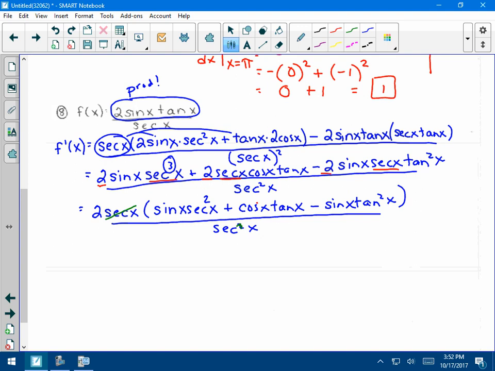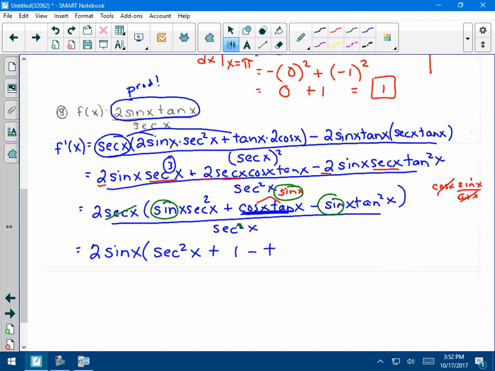This piece right here is actually equal to sine of x. Let me show you why. So cosine of x times tangent of x. Tangent is sine over cosine. So see why that's really just sine? Okay, so if that's just sine of x, then technically I can take a sine out of everything. So in my next line, we still have this 2. Now I'm taking a sine of x out. That leaves me with secant squared x plus, this whole thing was sine of x, that's just 1 now, minus tan squared x all over secant of x.